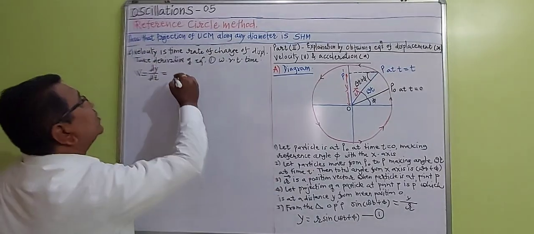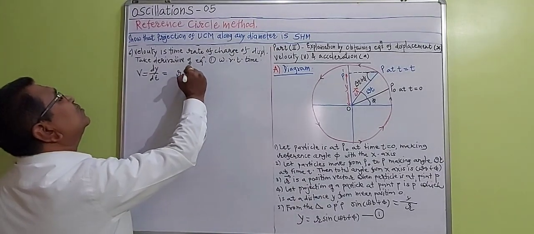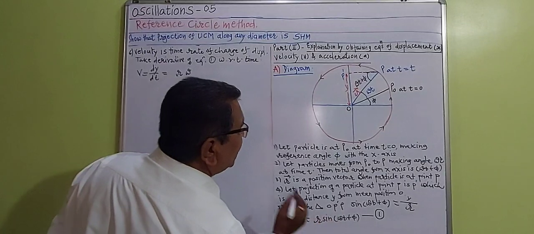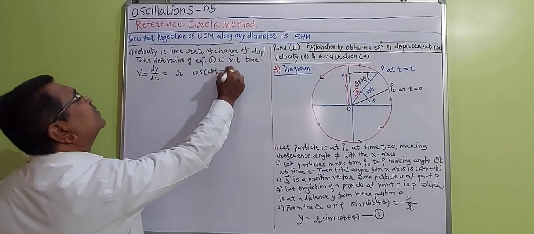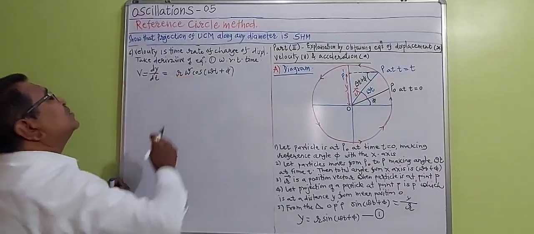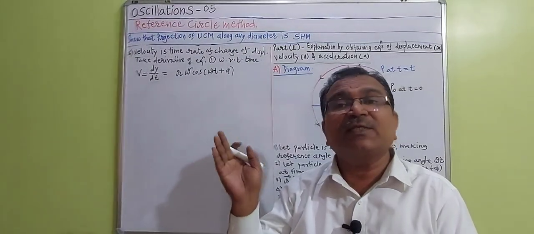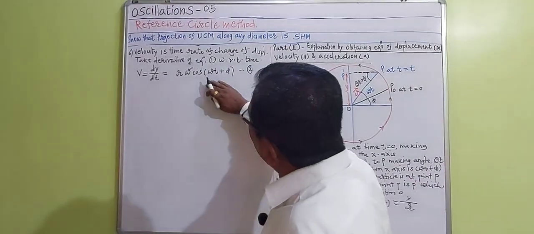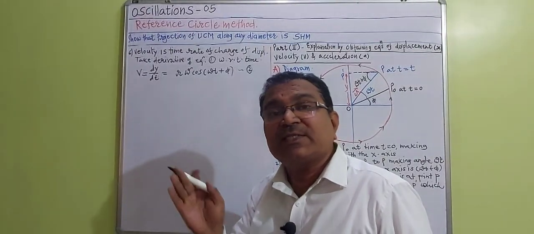Small r is constant, derivative of sine of omega t plus phi, we get cos of omega t plus phi. And again derivative of omega t plus phi with respect to t is omega. So this is the formula of velocity of SHM. This is equation 2.